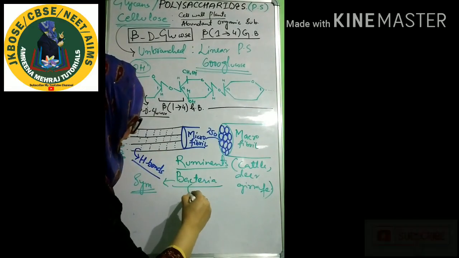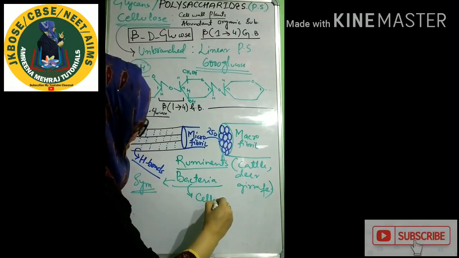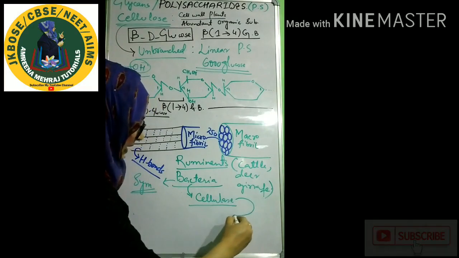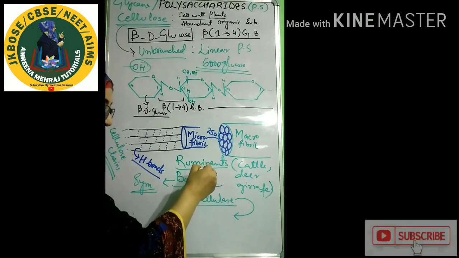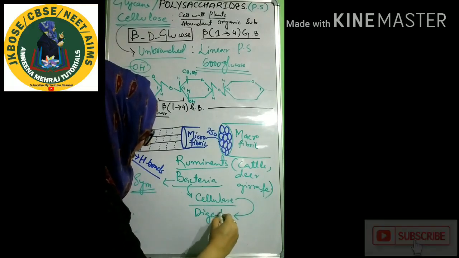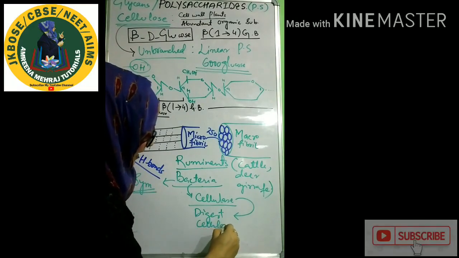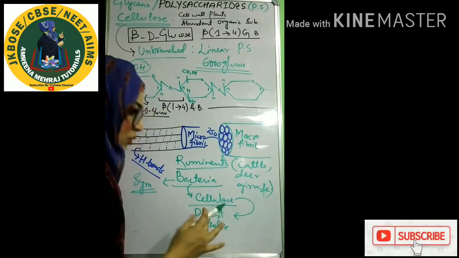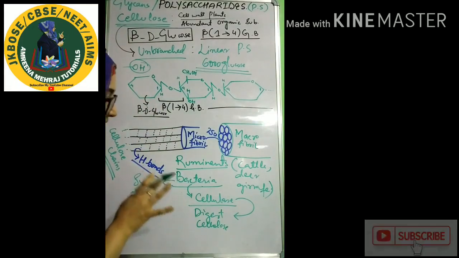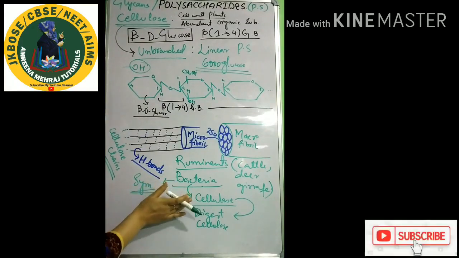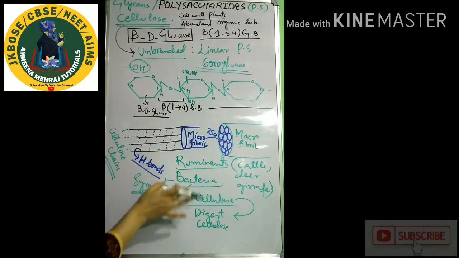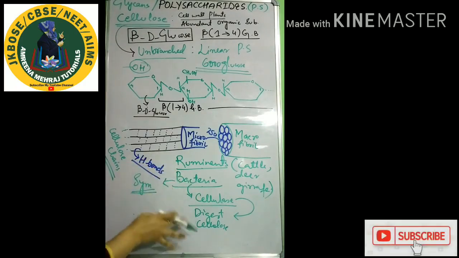Now what do these bacteria do? They produce the enzyme cellulase. And because of the cellulase produced by the bacteria in their gut, they are able to digest cellulose. So that's why cow and sheep, because they are wholly herbivores, can digest cellulose with the help of these symbiotic bacteria in their gut, which secrete cellulase enzyme. They are not themselves producing this enzyme, it's the bacteria living in their gut.